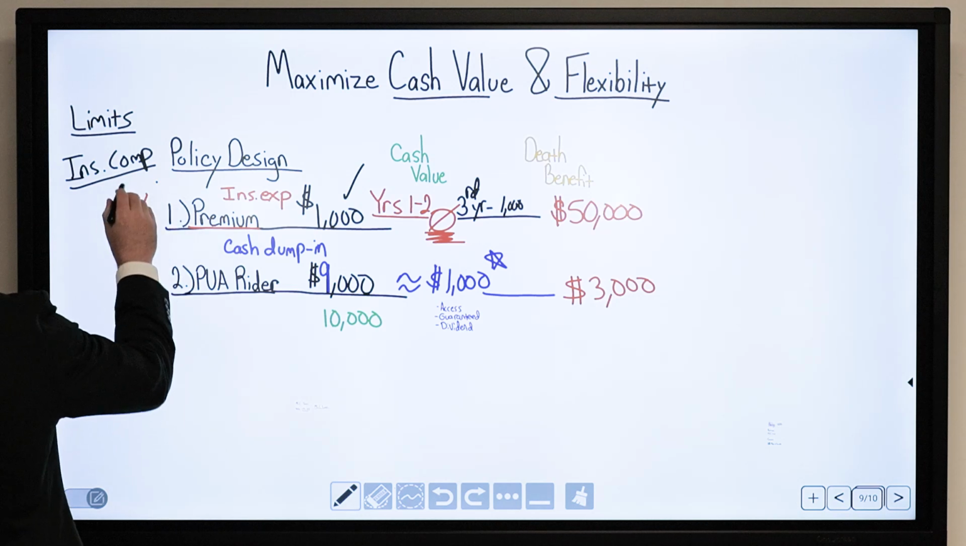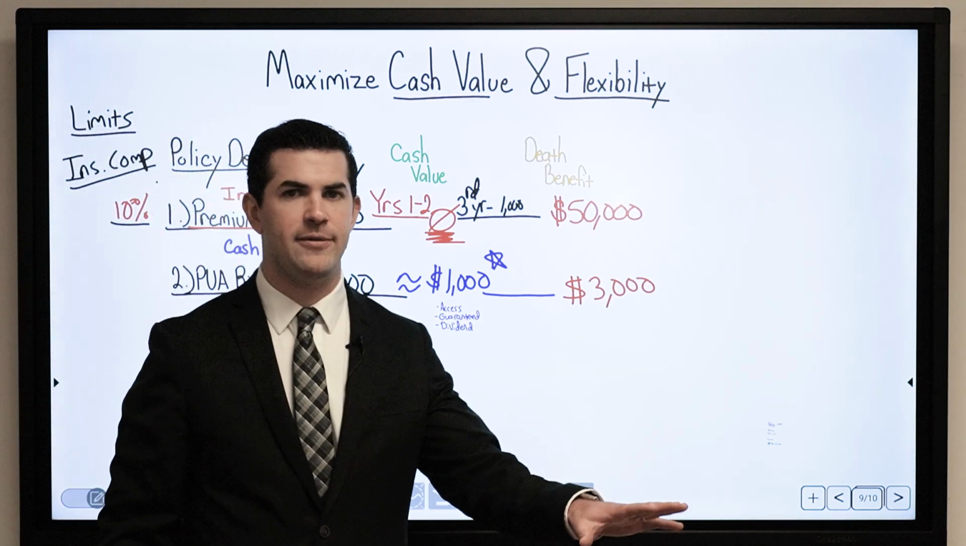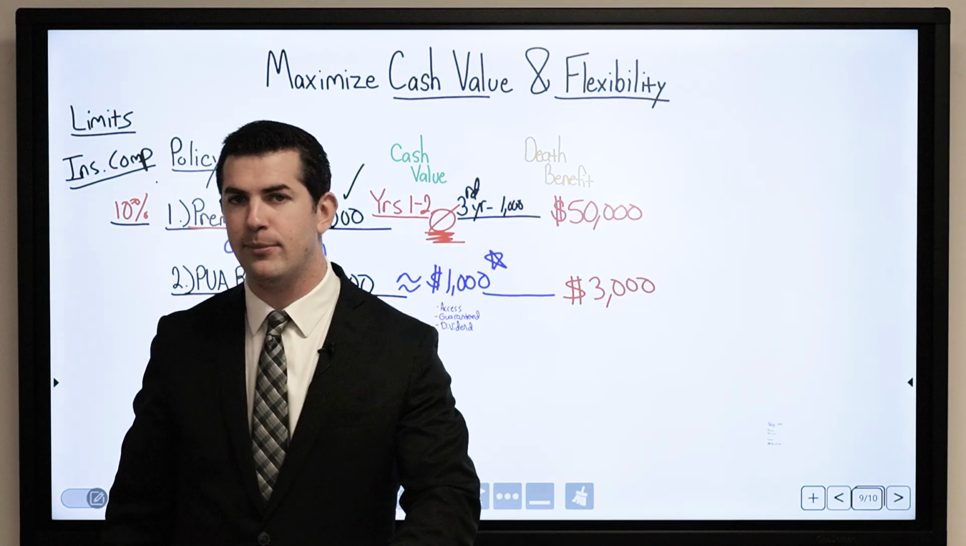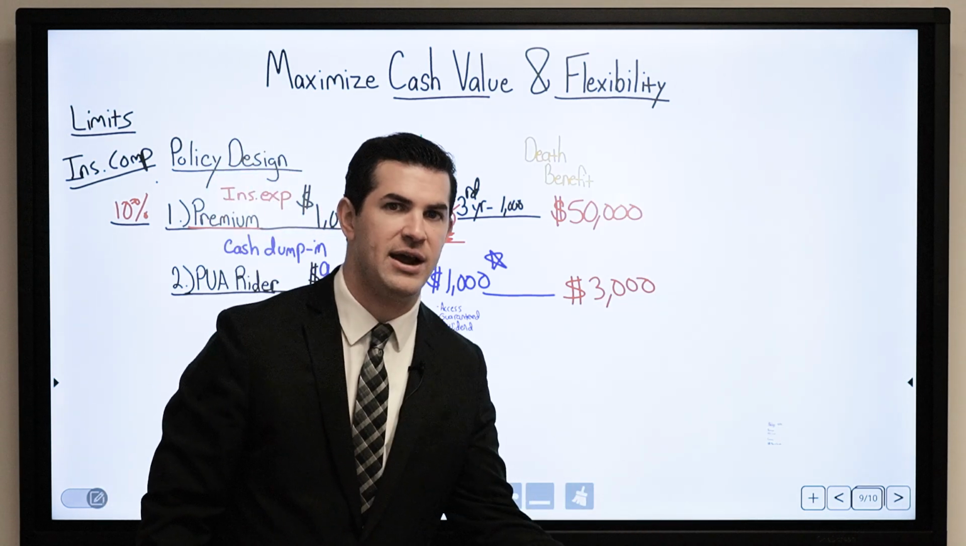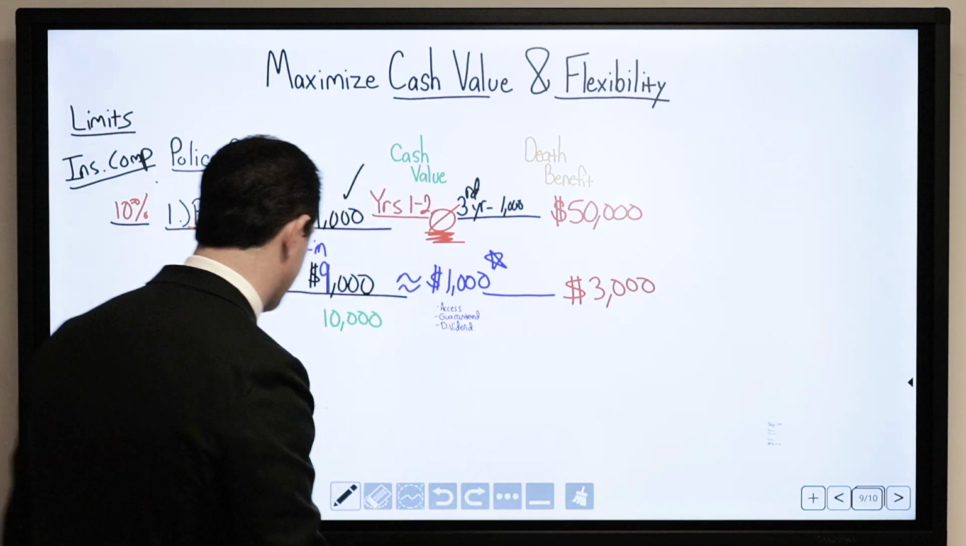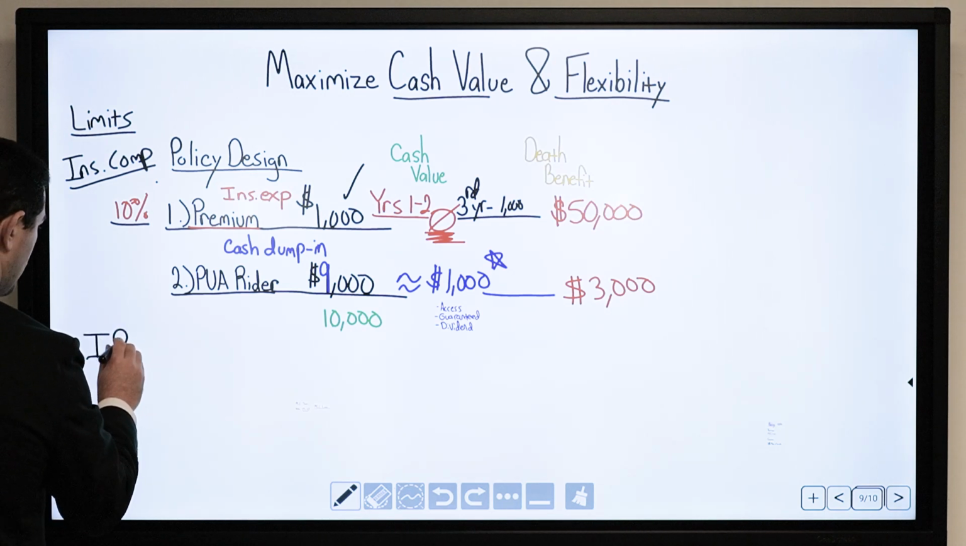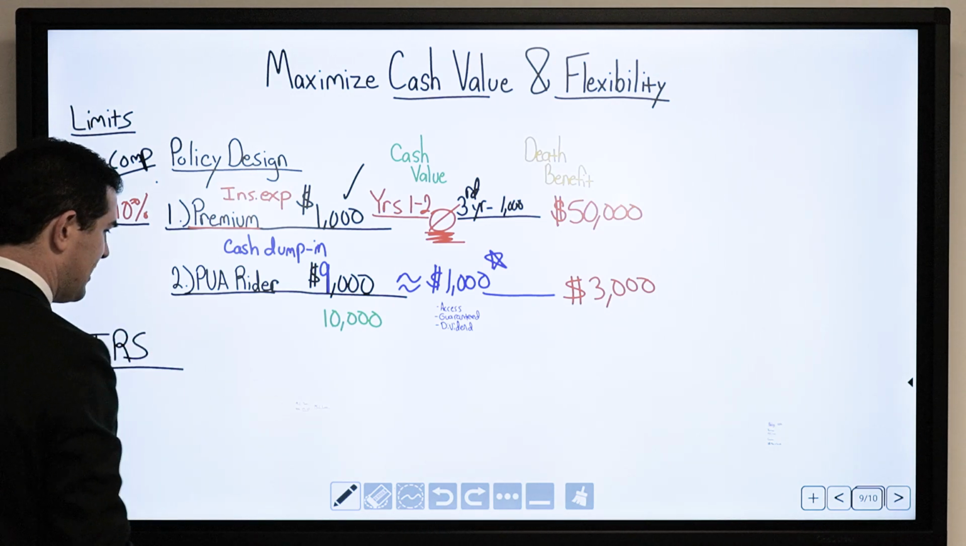So the first limit, the insurance company limit: however much I want the ability to add in, the premium must be 10%. So I cannot pay in $100,000 if I have a $500 minimum premium. I do have some limitations there. The second limit has to do with the IRS.